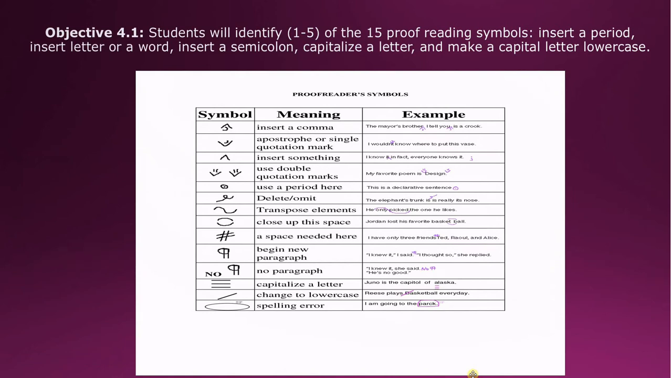Objective 4.1. Students will identify 1 through 5 of the 15 proofreading symbols: insert a period, insert letter or word, insert a semicolon, capitalize the letter, and make a capital letter lowercase. You may pause the video to go ahead and look at these symbols, their meaning, and examples of how the symbols are actually used in a sentence. Go ahead and pause and return when you are ready.